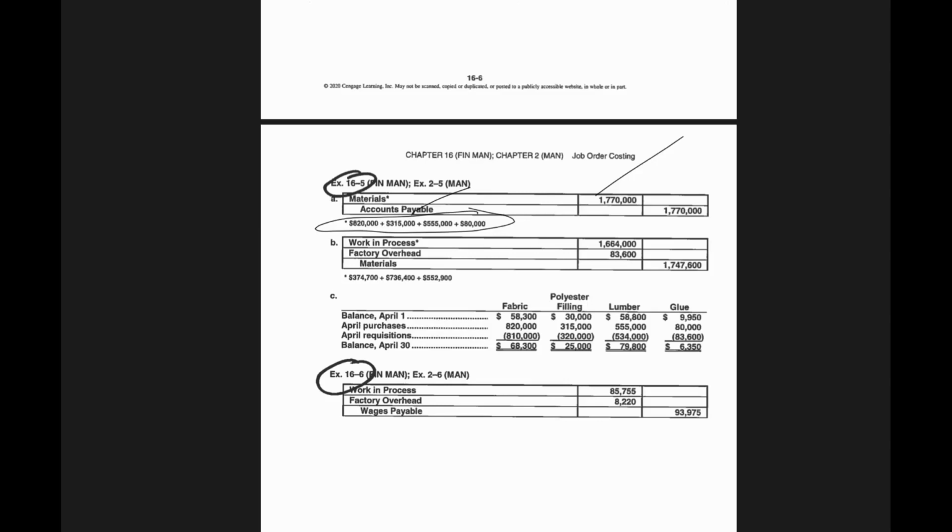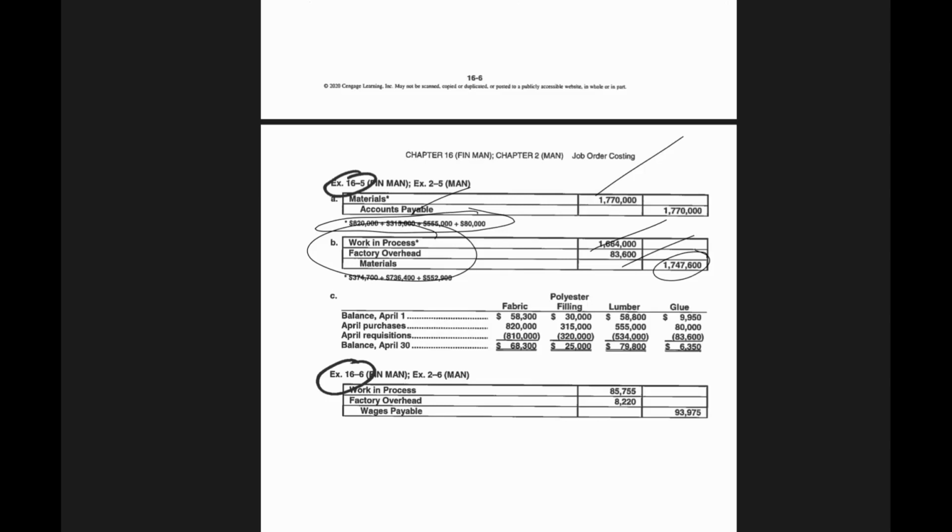Letter B, journalize the entry to record the requisition. So now what we're doing is taking everything out of materials, that's the third section, and moving it over into WIP. These journal entries don't change much. So if you look at the total in that third section, the total column, 1,747,600, that's coming out of materials. And the only one that's indirect, which is overhead, is the glue, 83,600 right there. The rest of those numbers, 810, 320, 534, goes to WIP.